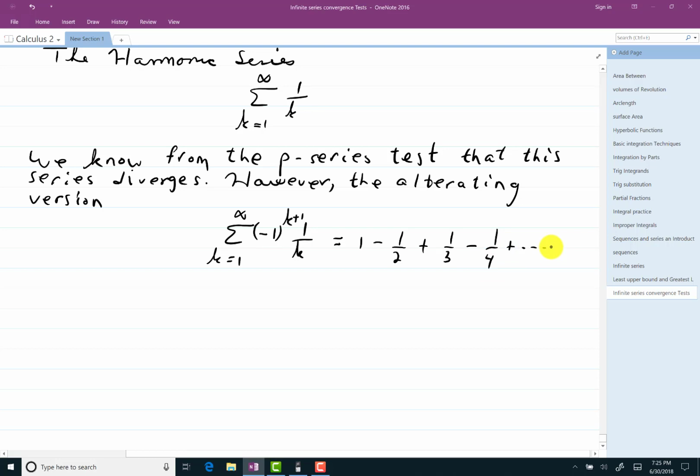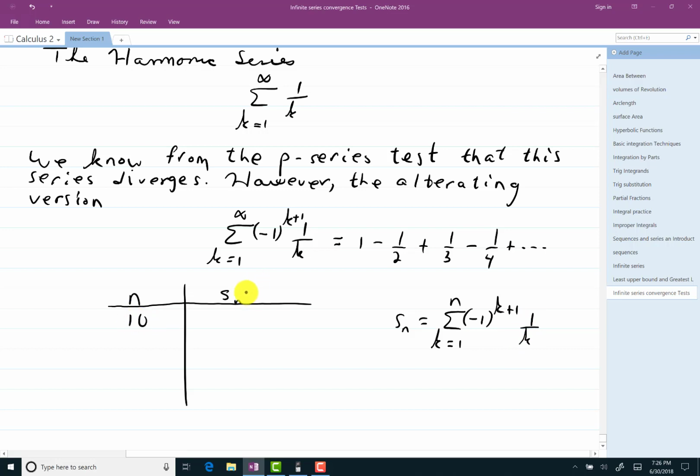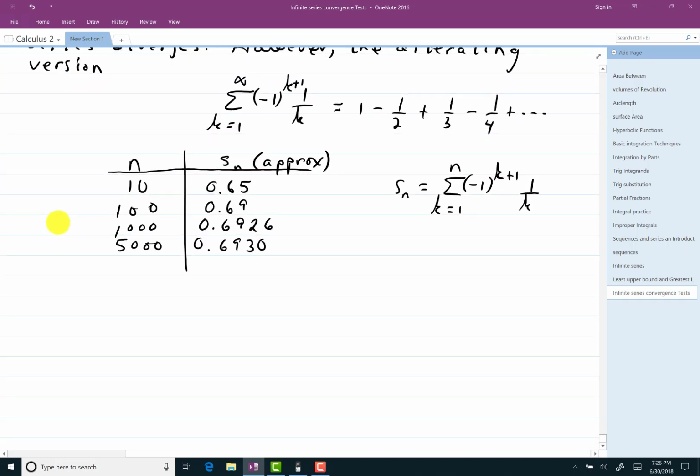And then I let my calculator give me a few values for it. Remember, Sn is always the nth partial sum, so it goes from k equals 1 to n of -1 to the k plus 1 times 1 over k. I threw some values in, and these are all approximate. When n is 10, I got approximately 0.65, then 0.69 when I put in 100 for n. I put in 1,000 and I got 0.6926, and then for 5,000 I had 0.6930. That's to 4 places. My calculator gave up after that.